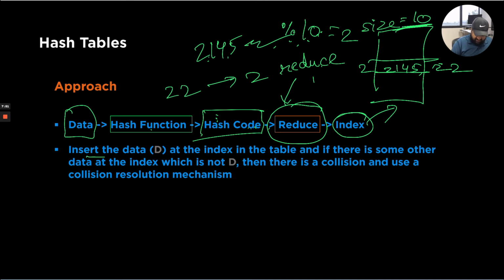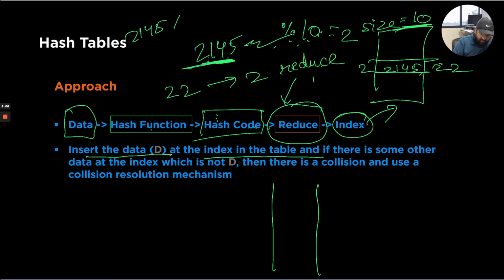But essentially, we insert the data at the index in the table. For this 2145 value, I earlier said the index was 2, which is wrong, because 2145 mod 10 should actually result in 5. So 2145 mod 10 is 5. So at the 5th index, I'm going to store 2145.